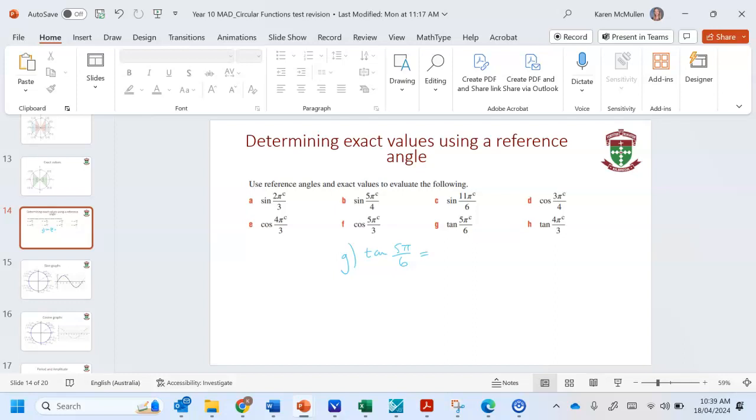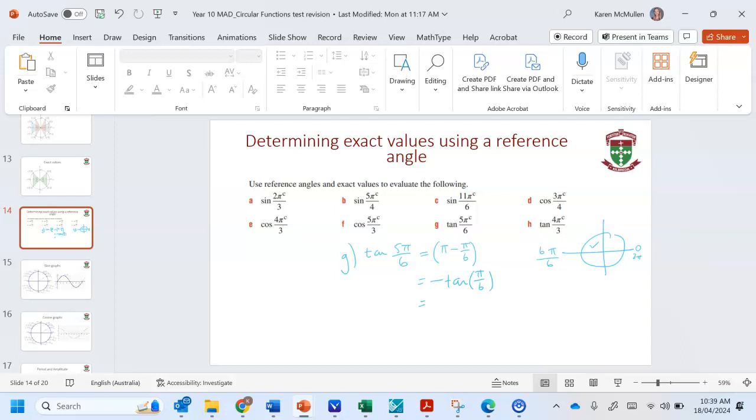Okay, so looking at tan 5 pi on 6, in your unit circle remember you're going from either 0, pi or 2 pi. Now our denominator is 6, so if you want to, you can think of pi as 6 pi on 6. So 5 pi on 6 is going to be the same as pi minus pi on 6, so we're in this quadrant here. In this quadrant tan is negative, so our answer is going to be negative. So we're going to have negative tan, and our reference angle is pi on 6.